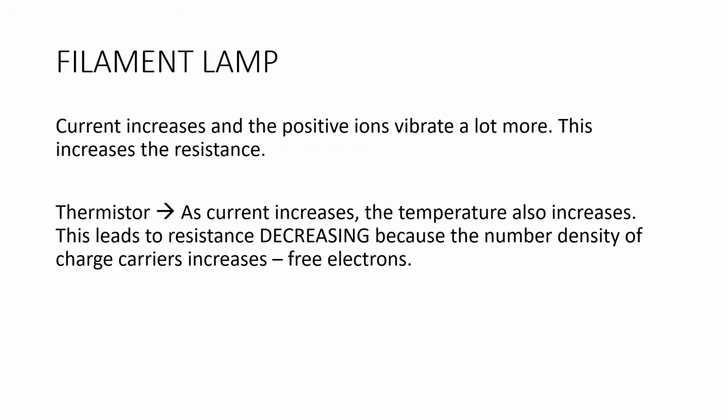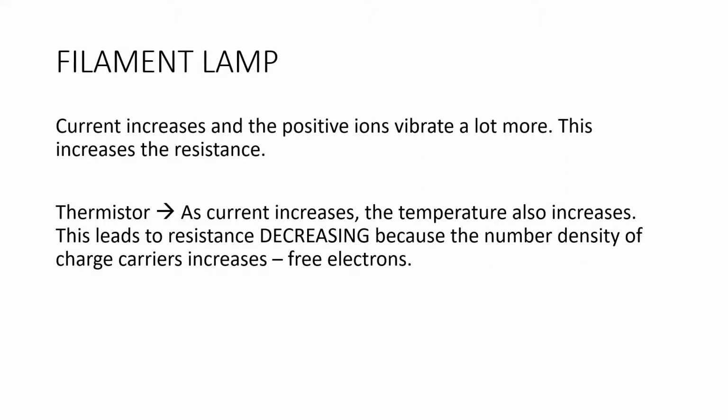This should have been covered at GCSE, but just to recap and go a bit further: a filament lamp is usually made of a metal, not a semiconductor. The metal is a good conductor of heat and electricity at room temperature. For a filament lamp, as you increase the current and the temperature, the positive ions vibrate a lot more. This increases the resistance because the flow of electrons will be slowed down by the collisions between the negative electrons and the positive ions.